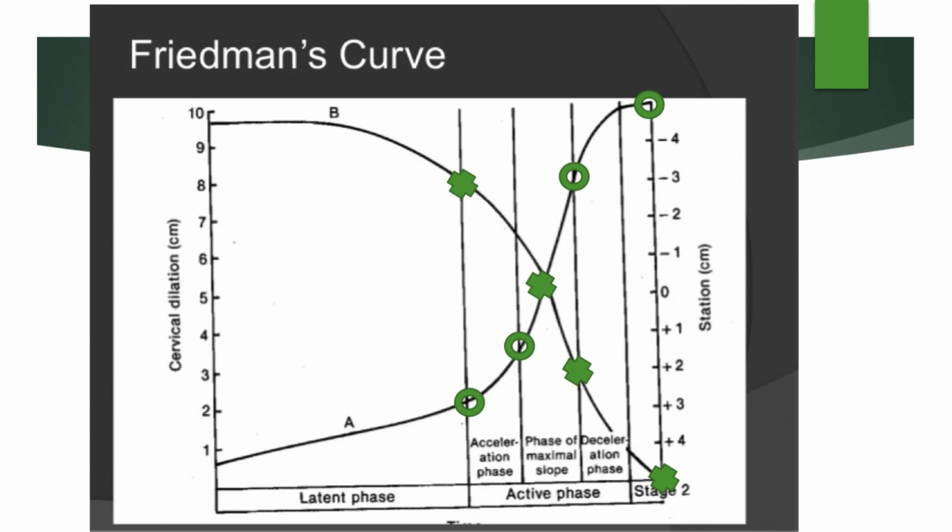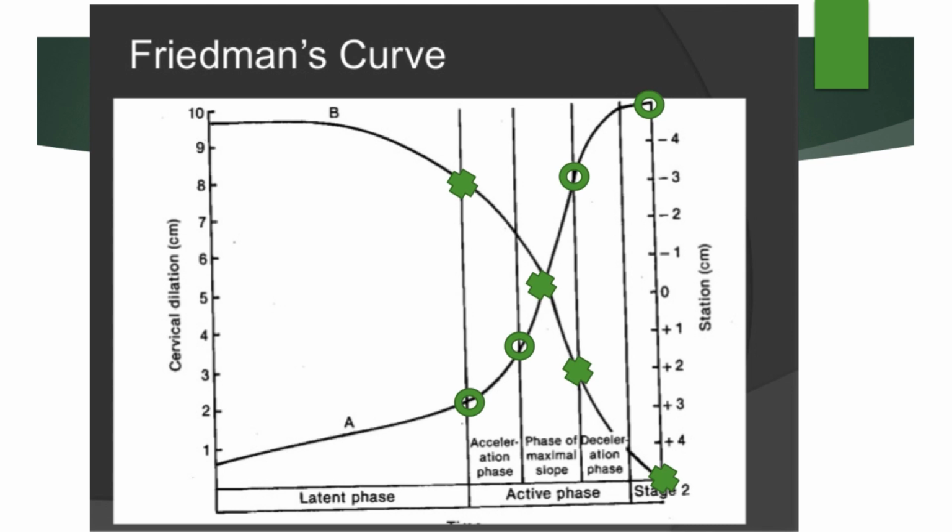So this is an example of a normal labor curve, or what we call the Friedman's curve. Basically, this graph is composed of the x-axis and two y-axes. The x-axis, of course, corresponds to the time, and the y-axis on the left corresponds to cervical dilatation. As you can see here, it is numbered 1 to 10, and that means 1 centimeter up to 10 centimeters. The y-axis on the right corresponds to the fetal station. So we have here -5 to +5.